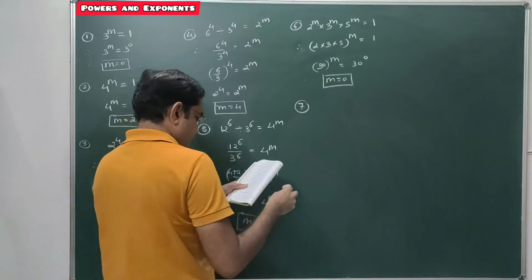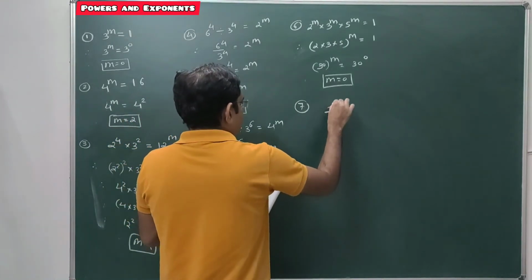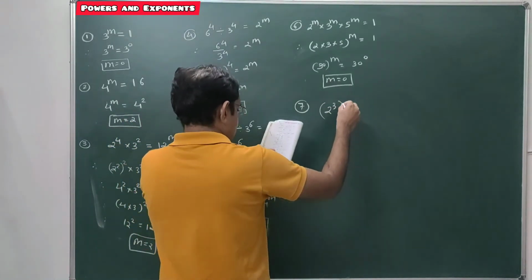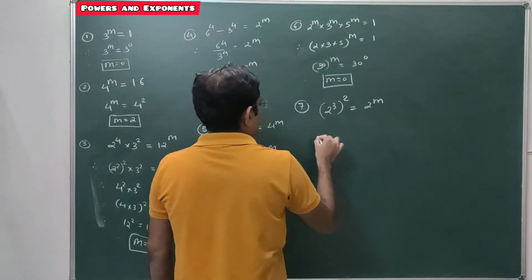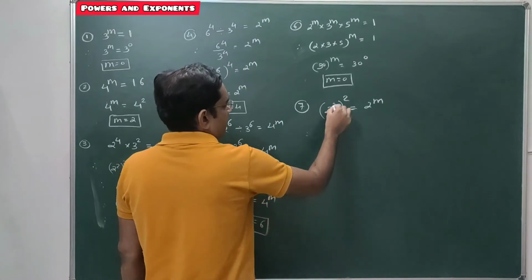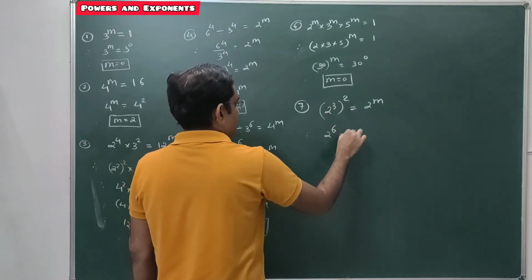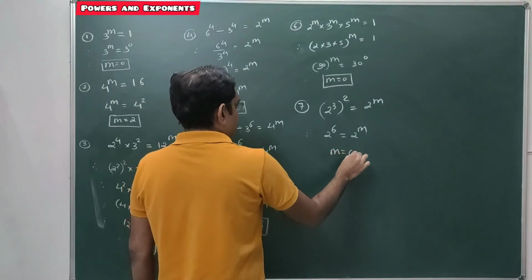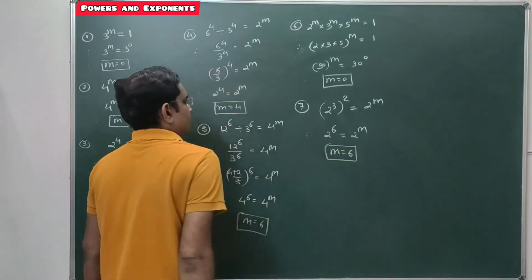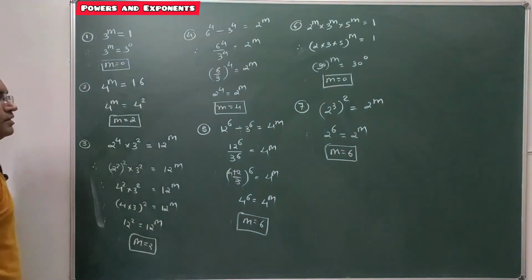7th. 2 cube whole raised to 2 equal to 2 raised to m. So this one is power of power, 2 raised to 6 equal to 2 raised to m. So therefore the answer is m equal to 6. M equal to 6 is the answer.